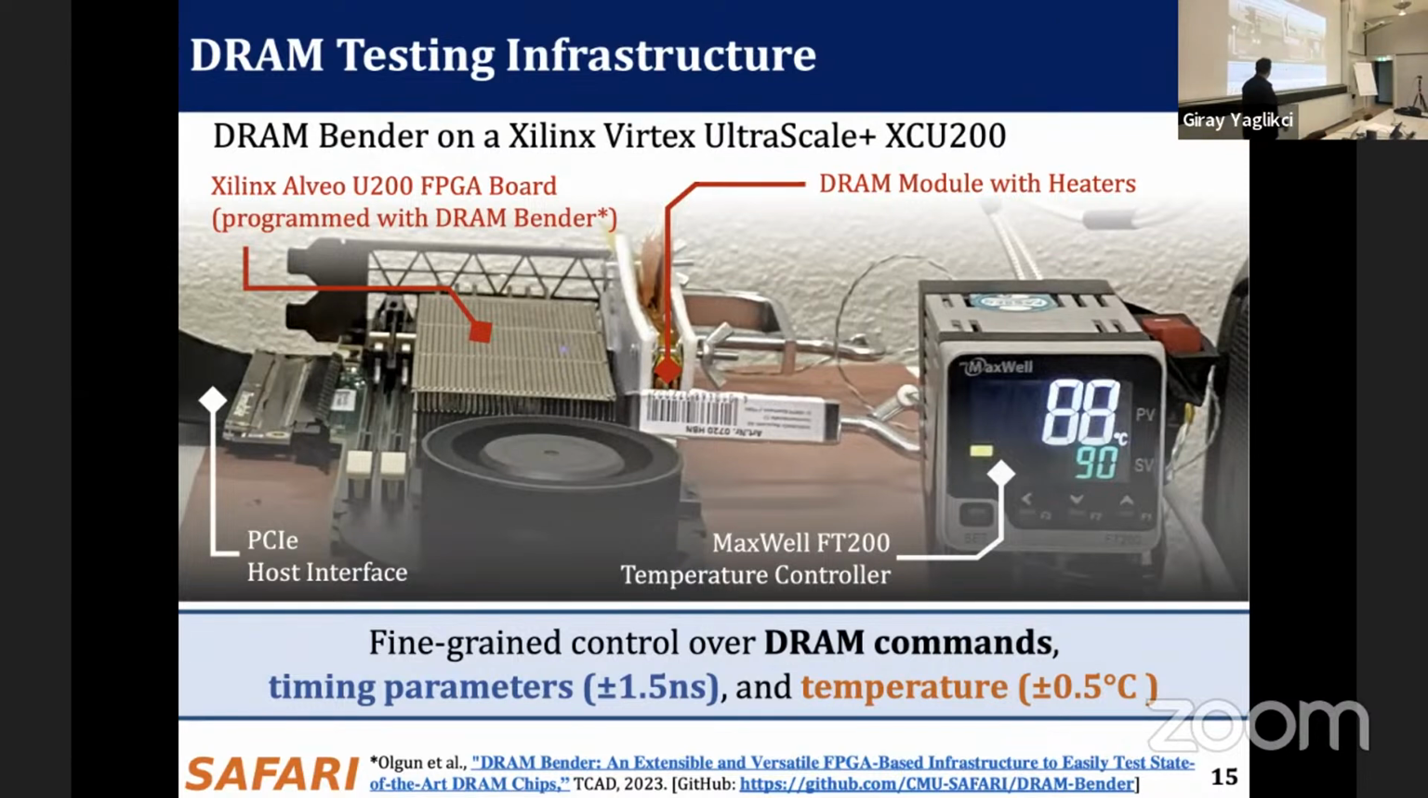The important thing is we have fine-grained control over DRAM commands with a granularity of 1.5 nanoseconds, and we can control temperature with a precision of 0.5 degrees Celsius.